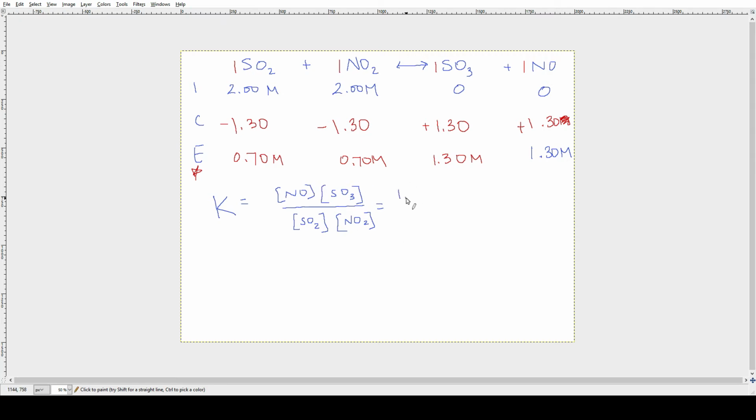So I'll have 1.3 times 1.3 over 0.7 times 0.7. And you should end up with, let's see, there are 3 sig figs, so 3.45. And that's your K. And you're done.